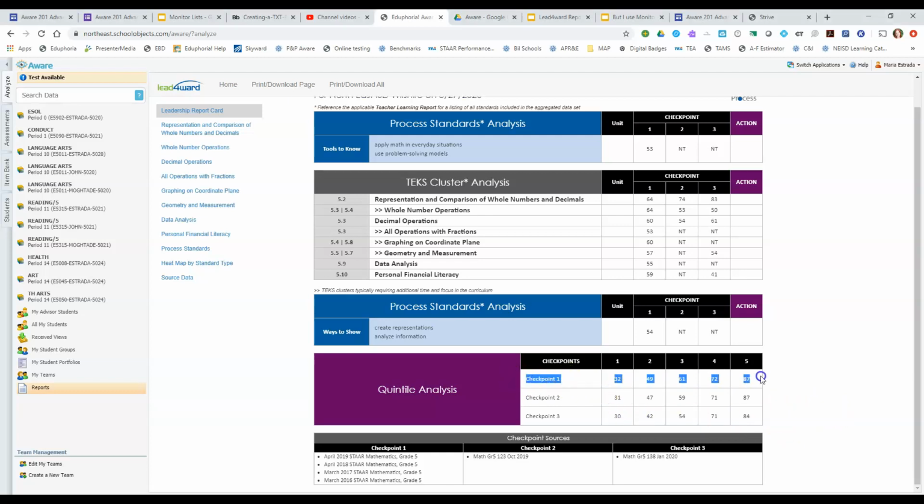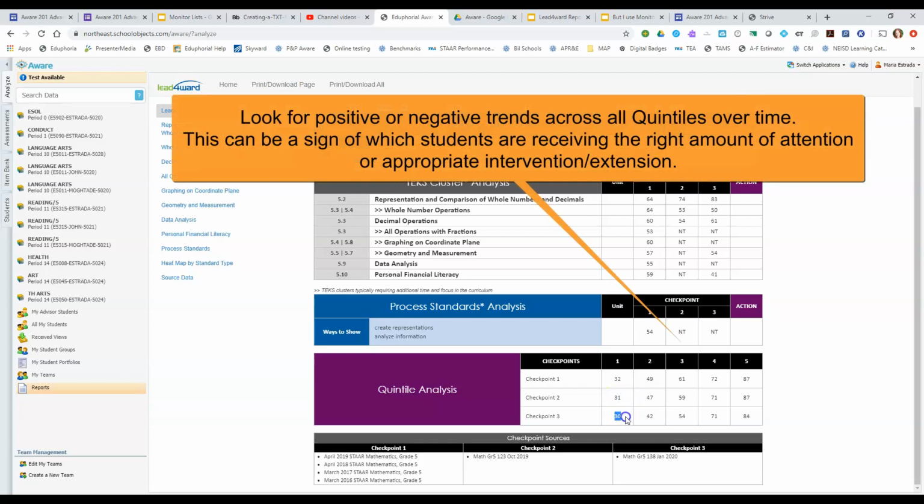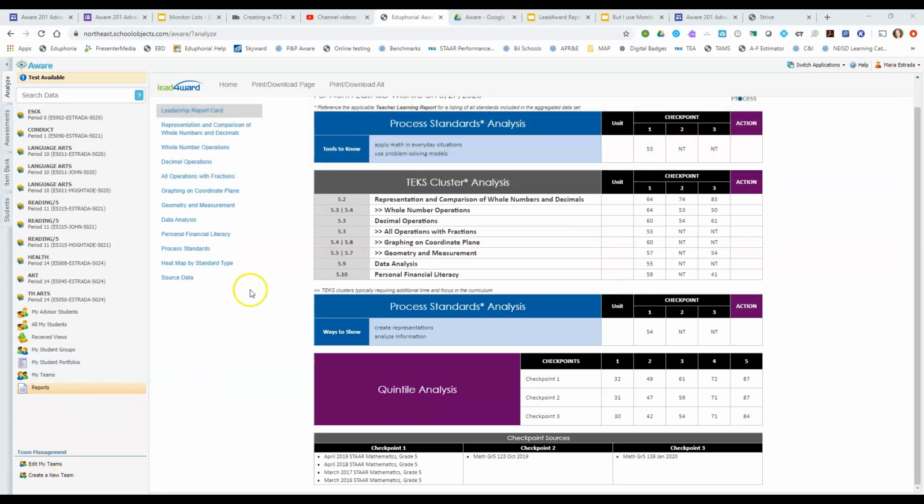So for example, across checkpoint 1, which were all of the historical STAAR tests for the last four years, the lowest quintile of students were averaging 32% as their average score. And then in October, the average of quintile 1 was 31%, and then the average of quintile 1 on the January benchmark was 30%. So they're starting to lose a little bit of ground here. I like to look at this quintile analysis for these 3 different checkpoints because it gives you an overall health status check on how you're doing in growing students over time. Then, after you've looked at this overall report card, you can break it down into specific TEKS clusters to look for more information.